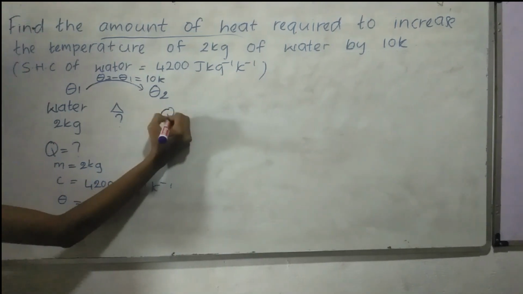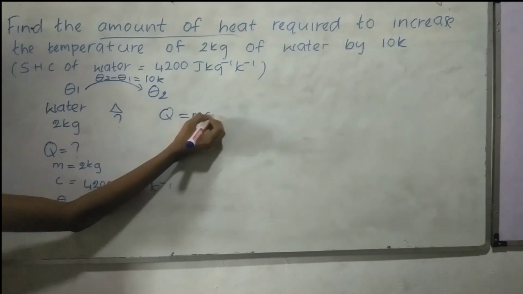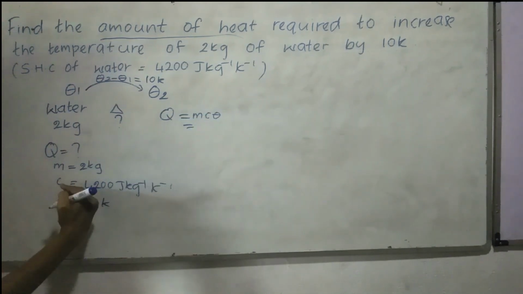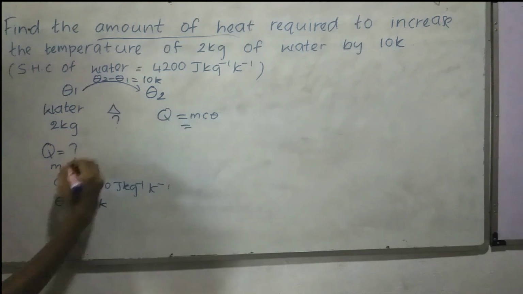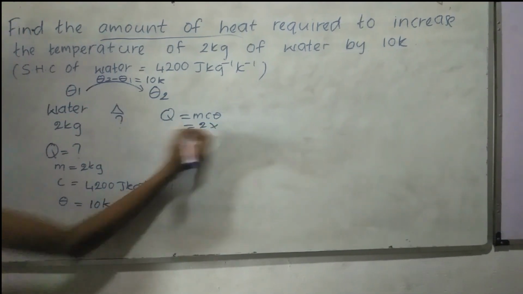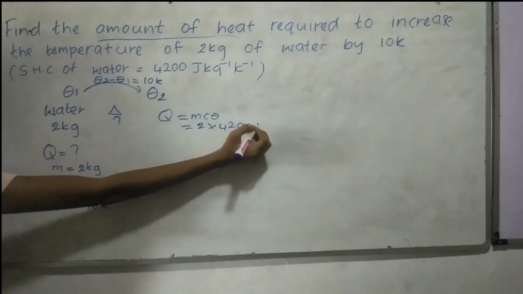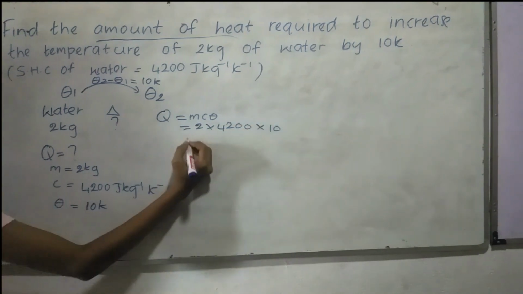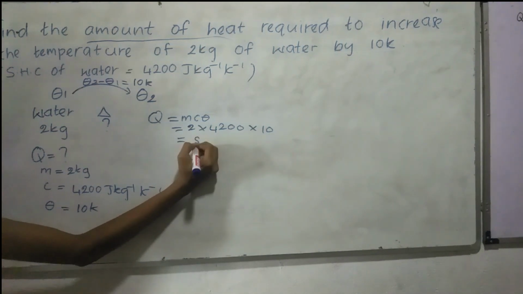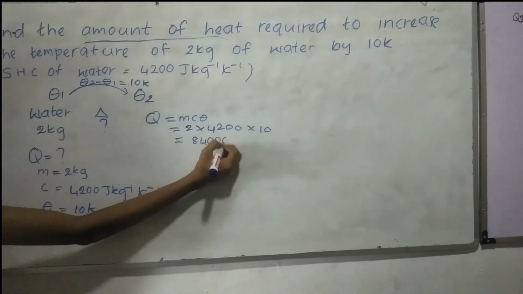Now we know the equation: Q equals mc theta. We are going to substitute these values into the equation. m is 2, simple c is 4200 and theta is 10. We get the answer as 84,000 joules.